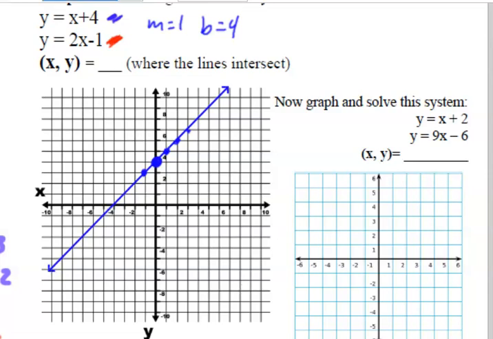And then we'll do the red one. So your slope is 2, your b is -1. So we start at -1, up 2, right 1, up 2, right 1, up 2. And then we're going to draw a line that goes through this.